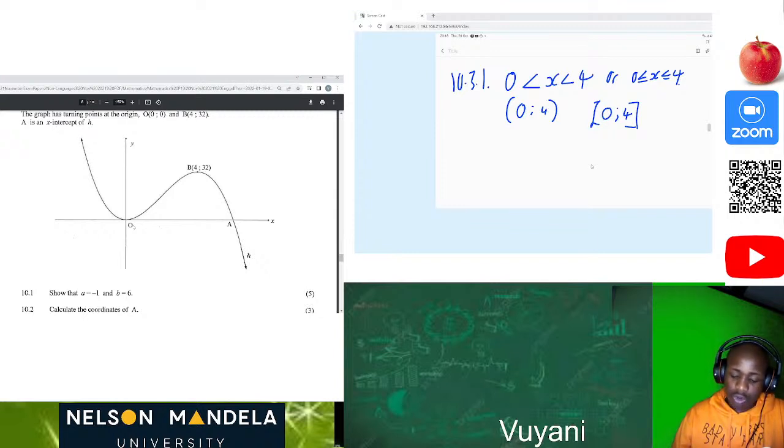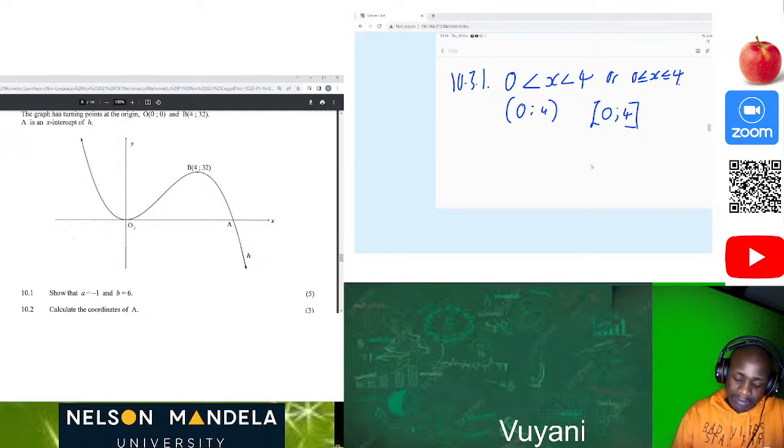Okay, cool. So you must determine the second derivative. Our h of x is negative x cubed plus 6x squared. Then h prime of x is equal to negative 3x squared plus 12x. Then h double prime of x is equal to negative 6x plus 12.